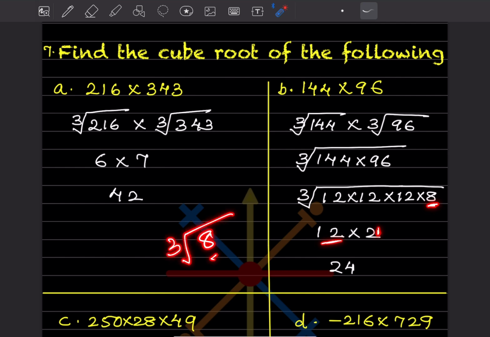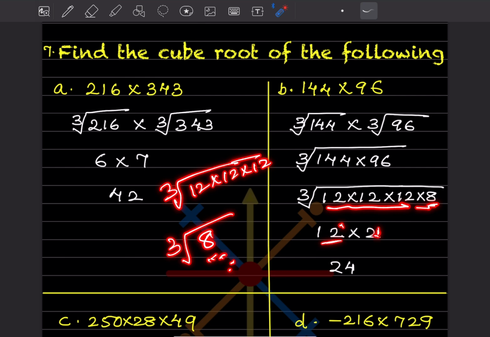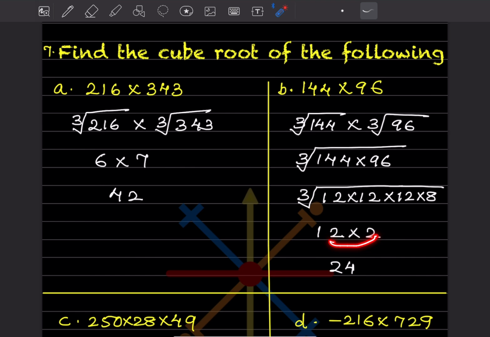Hope this is clear. For cube root of 12 into 12 into 12, you are just going to write 12 once. And for cube root of 8, that is going to be 2, because 2 into 2 into 2 is 8. So that will be 12 into 2. That is going to be 24.